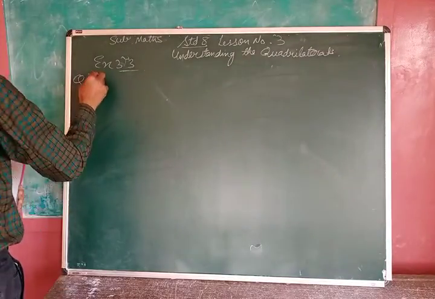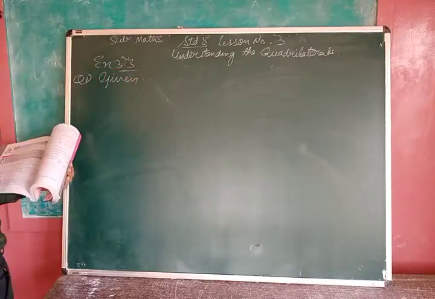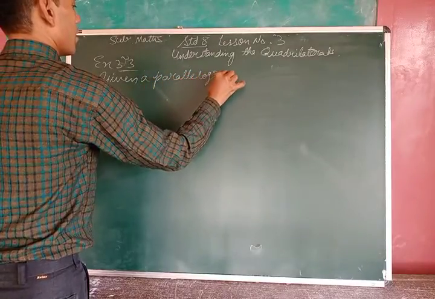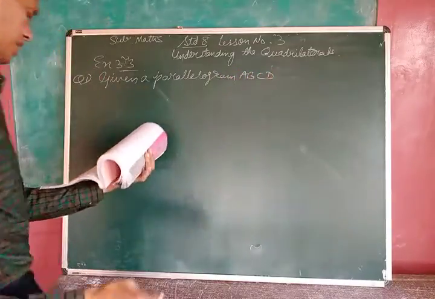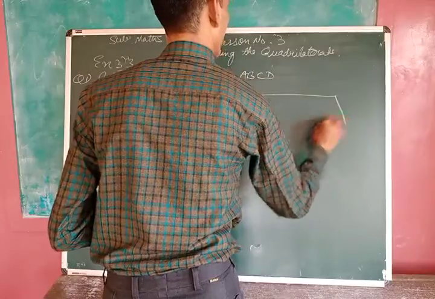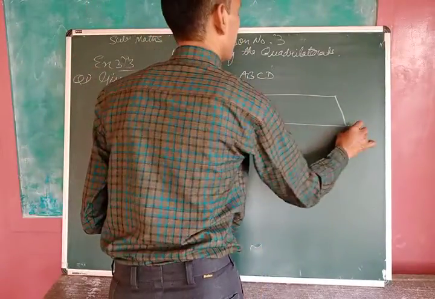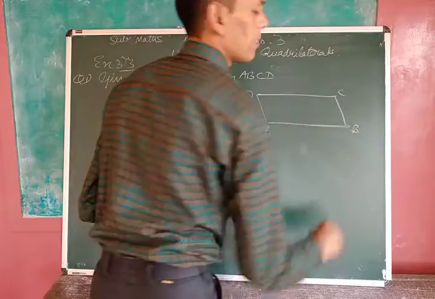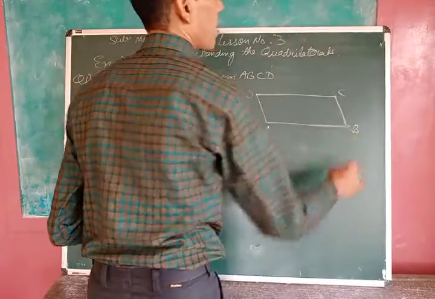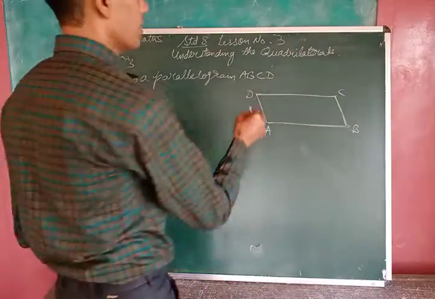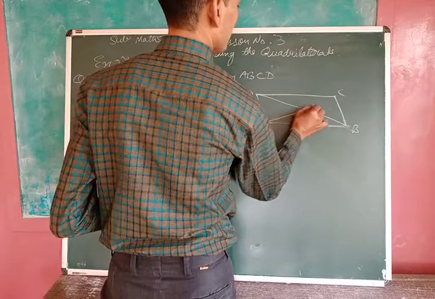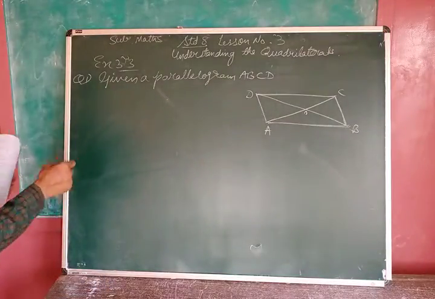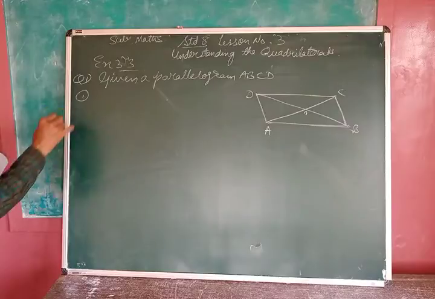Here question number 1, given a parallelogram ABCD. Here see A, B, C, D. Why is it a parallelogram? It is explained to you. CD and AB are parallel and equal. AD and BC are equal and parallel. That is why it is known as a parallelogram. The diagonals BD and AC intersect at point O. Now, according to this diagram, we have to give some answers, using the properties.